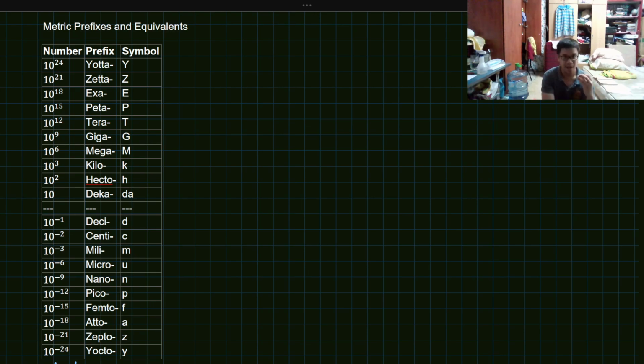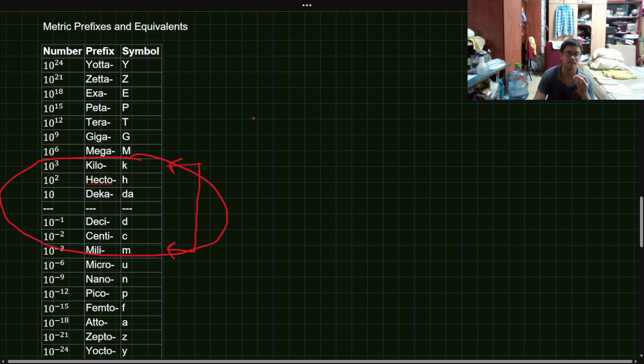So, last time we discussed converting metric units, in which the given metric prefixes are from kilo to milli or milli to kilo. And we also learned how to convert any unit, as long as it's within this range, to another unit. For example, let's say I have 1 meter. How would I convert it to, for example, millimeter?